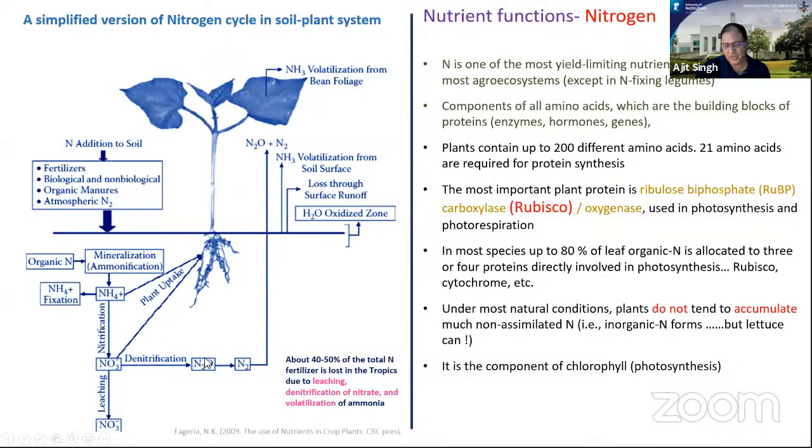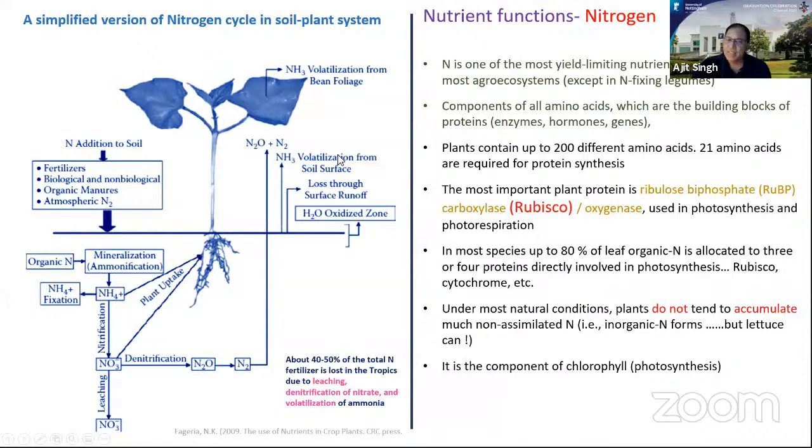This nitrous oxide is a greenhouse gas, and it causes global warming almost 300 times more than CO2. So this is something that is worrying. This process happens particularly when there is too much waterlogging and a lot of organic matter in the soil. Waterlogging is an anaerobic process that releases these two gases, which are a concern in terms of global warming.